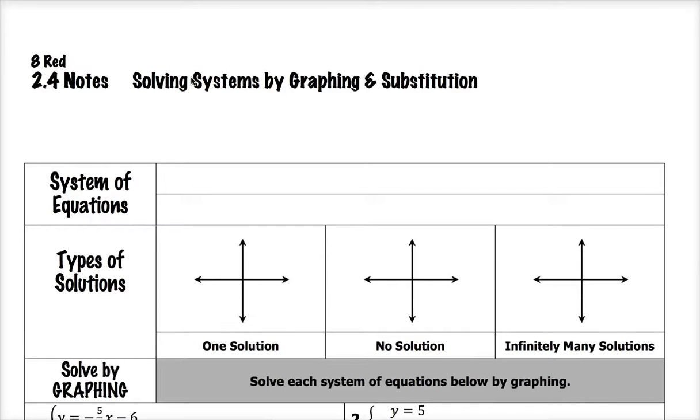Hey guys, so the second half of this unit we're going to be revisiting systems of equations, and that's what this video is meant to get you reviewing: how to solve a system of equations by both graphing and substitution. So as a review, a system of equations is simply two or more equations put together.